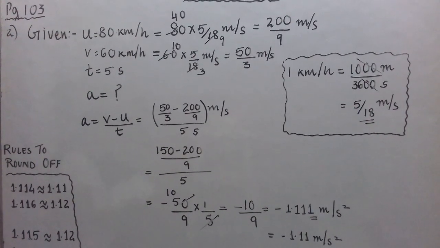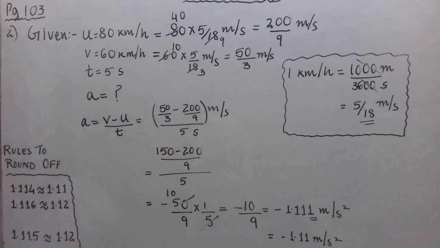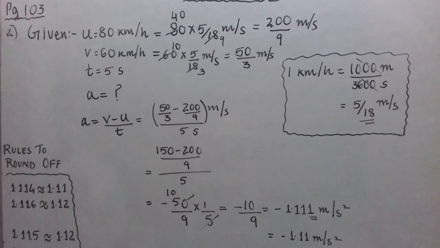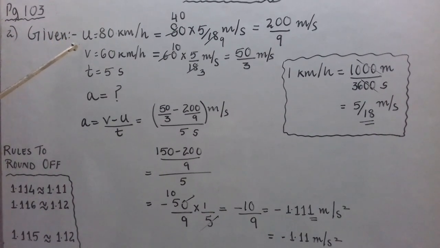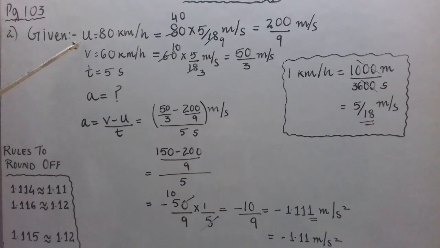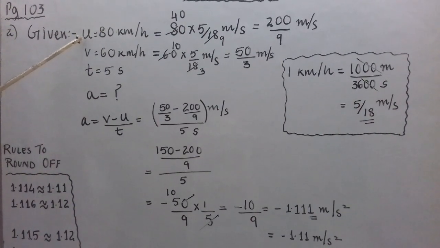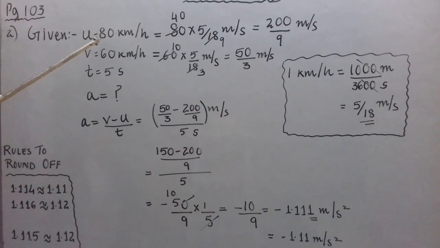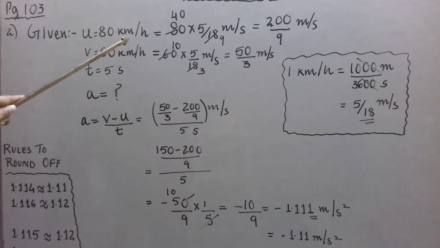A bus decreases its speed from 80 km per hour to 60 km per hour. 80 km per hour is the initial speed. So I have denoted it by small letter u. u is equal to 80 km per hour.